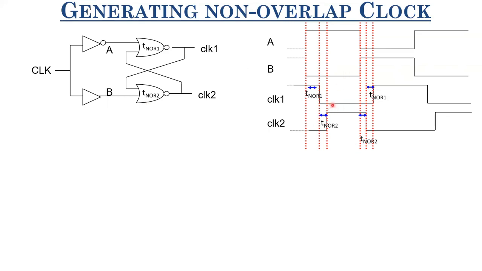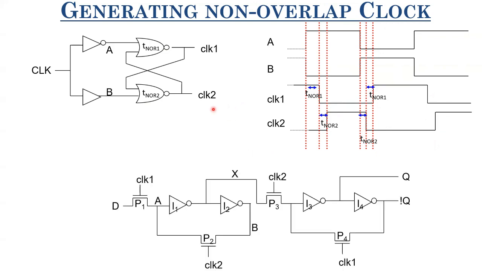And you see that in this clock diagram, there is no 1-1 overlap. 0-0 overlap is there, but there is no 1-1 overlap, right? So this way, you can generate a non-overlapping clock with no 1-1 overlap. You can apply this clock 1 and clock 2 here and avoid that race condition. But in this 0-0 overlap period, there are also some problems.